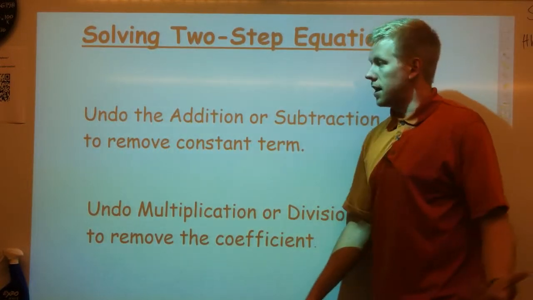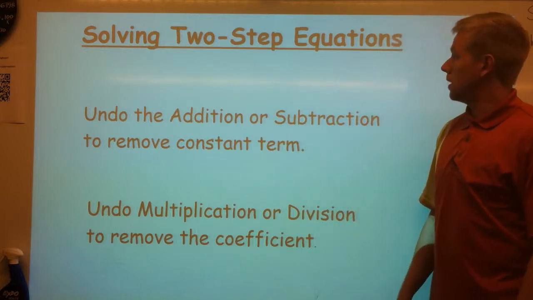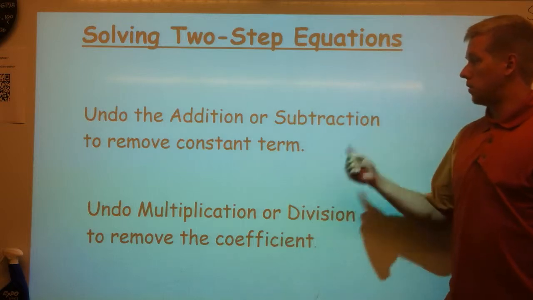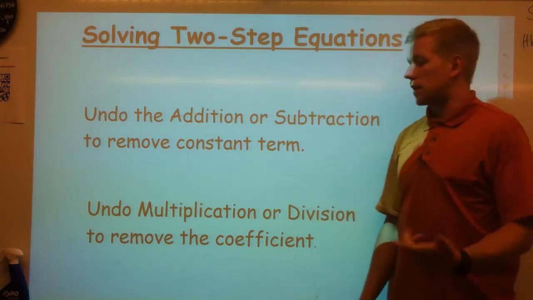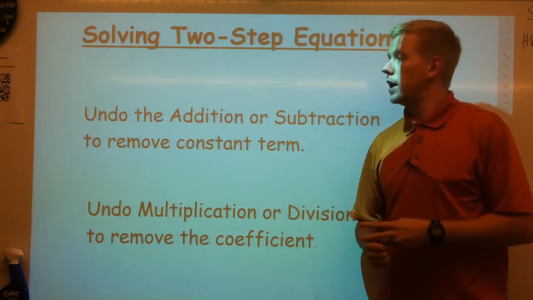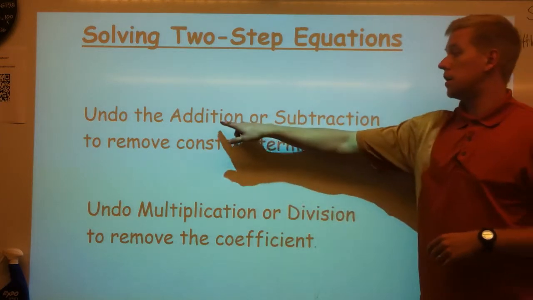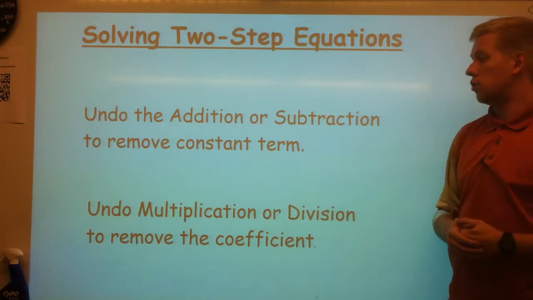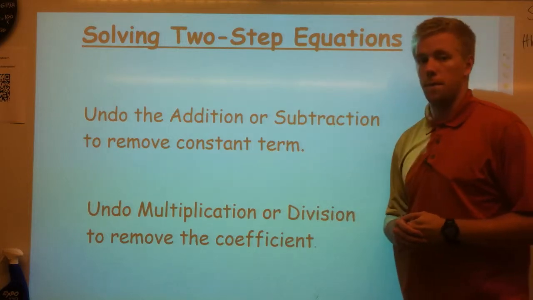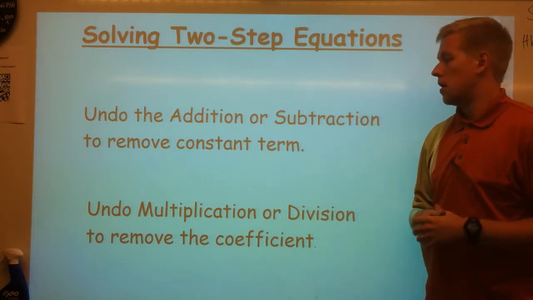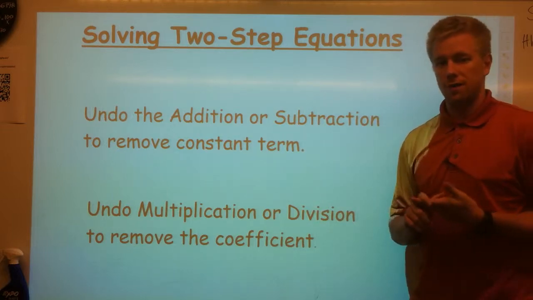Alright, so next step, we're going to be learning about two-step equations. Yesterday we did one step, and now we're going to be doing two-step equations. Two big things with solving two-step equations. The first one, you need to undo the addition or subtraction to remove the constant term. You'll see what we talk about when we get to the example. You'll understand what I'm saying. But just remember, I either add or subtract first.